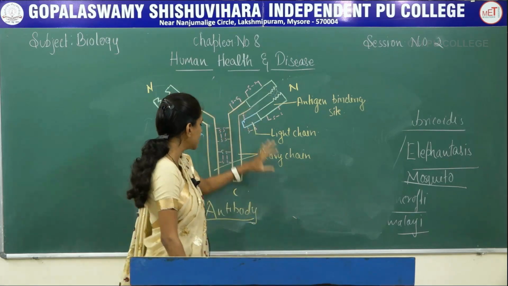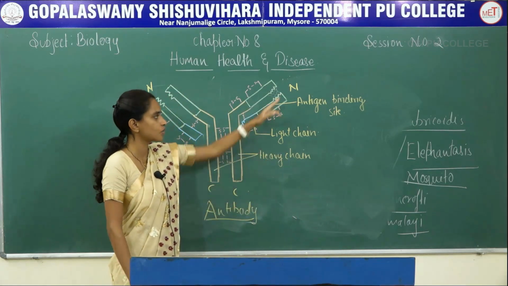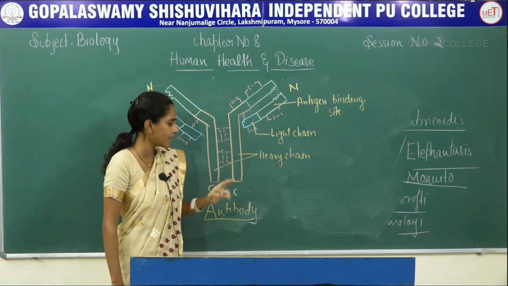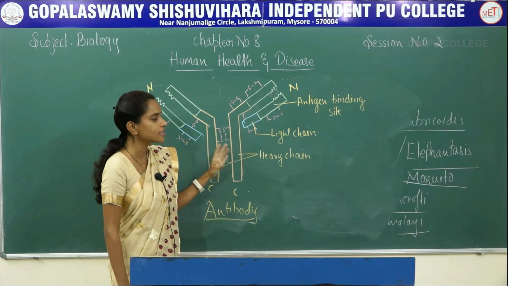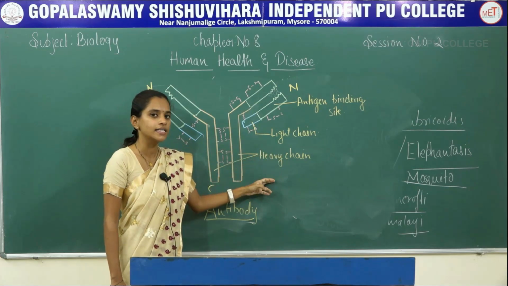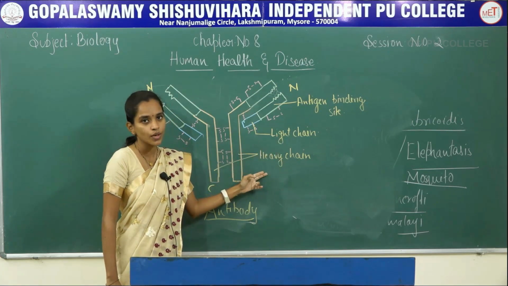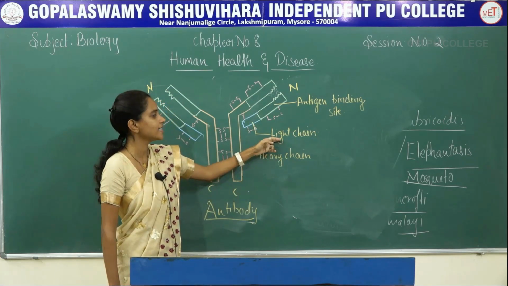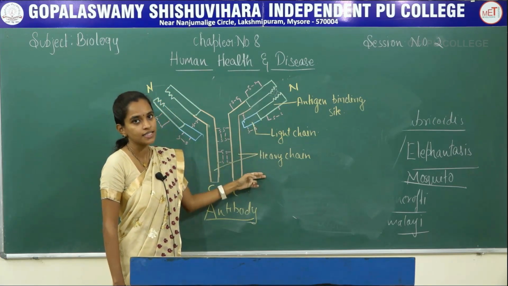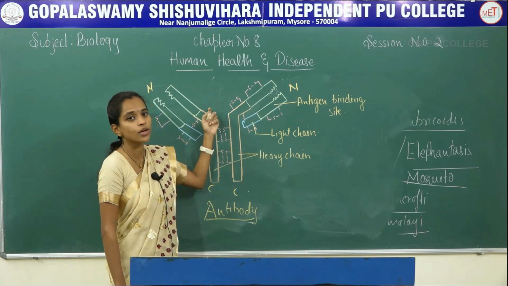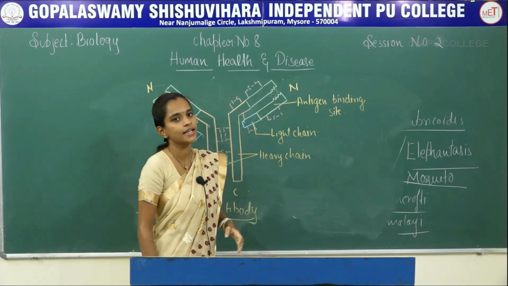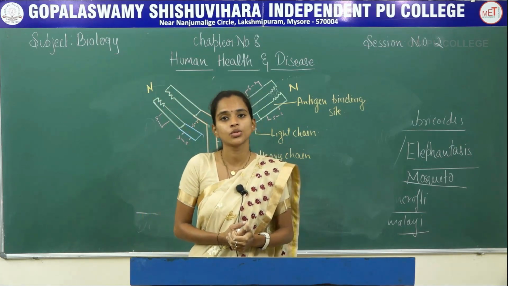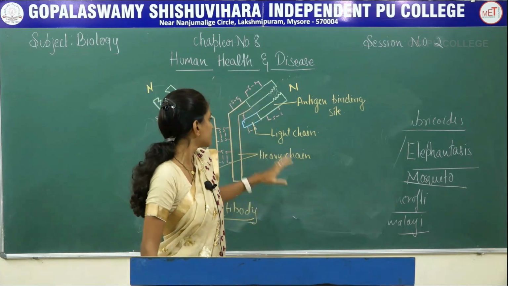So the structure here contains nitrogen at the antigen binding site and carbon at the base of the heavy chain. So there are 4 chains, 2 light chains and 2 heavy chains. These are bound together, or held together, with the help of a sulfide bond. So the antigen binding site varies based on the pathogen it encounters.